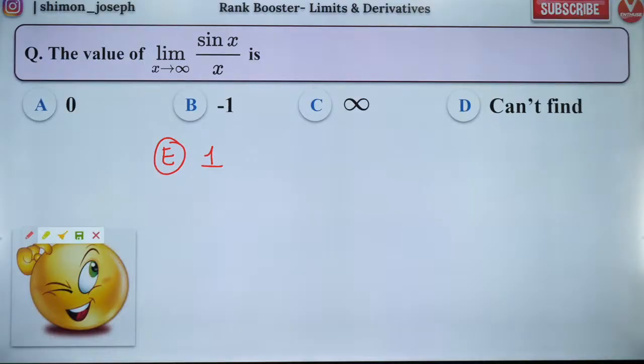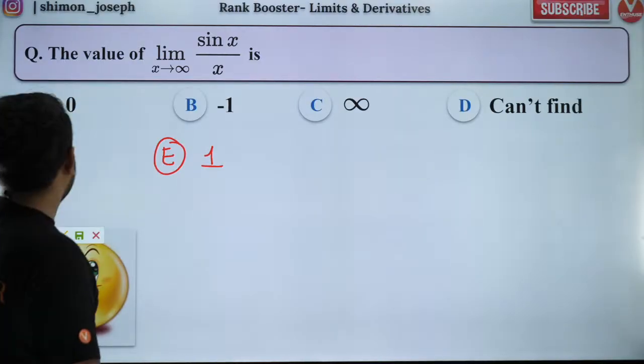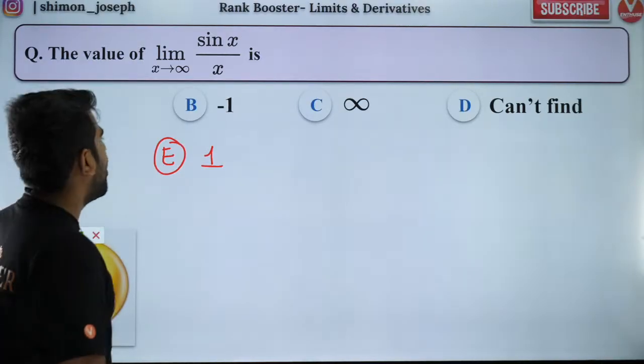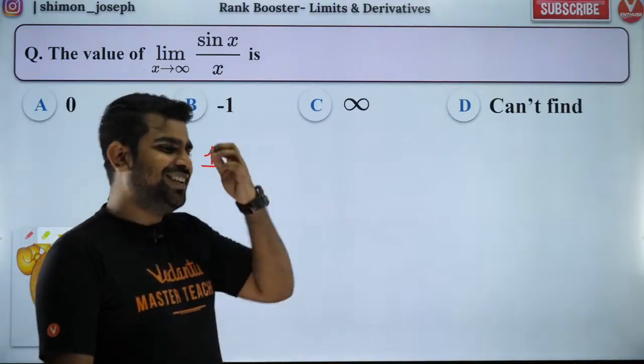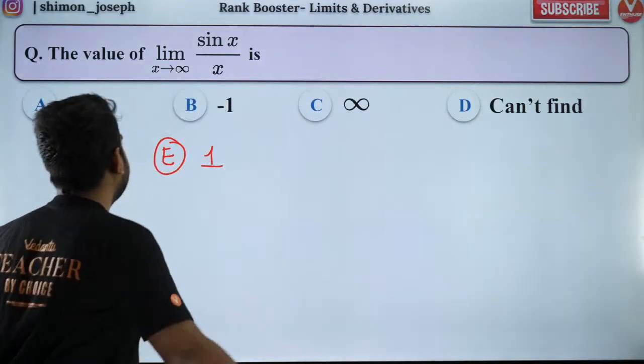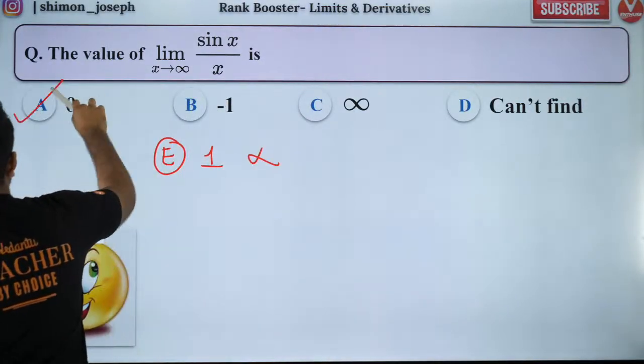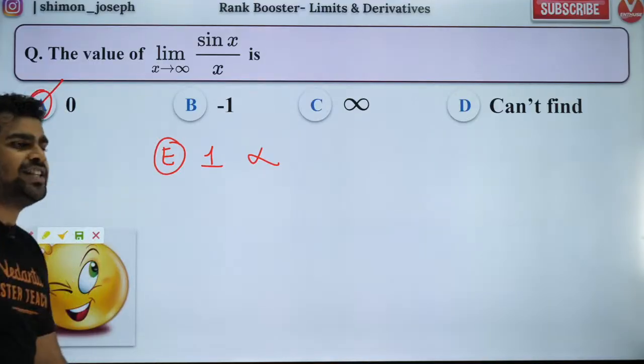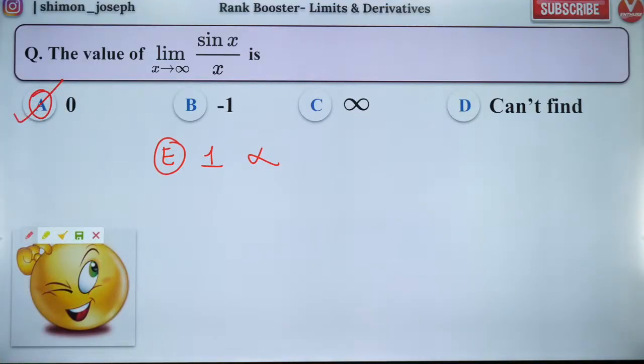Fantastic. So all those who said E, you guys are all wrong. E is wrong, people. The answer is A. That's why you should not believe me.